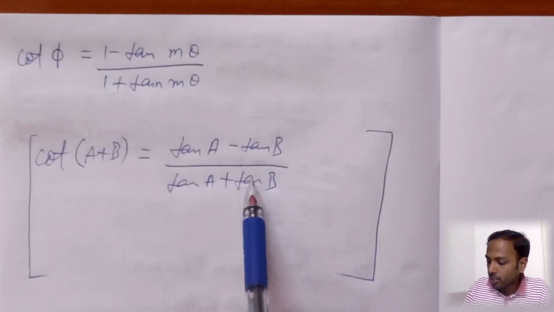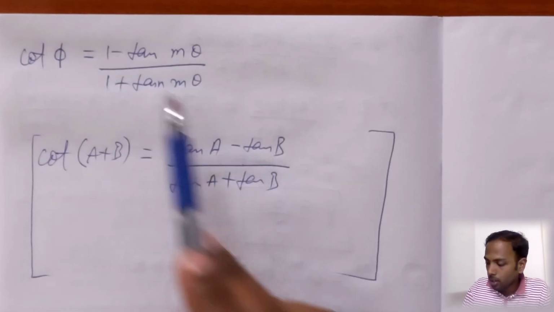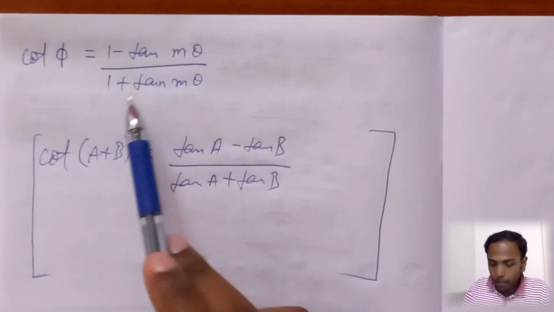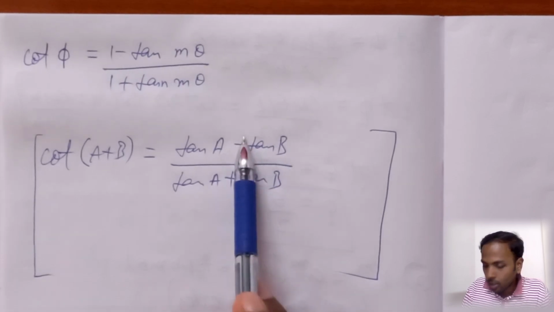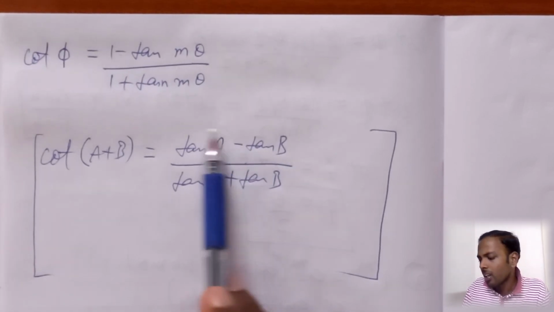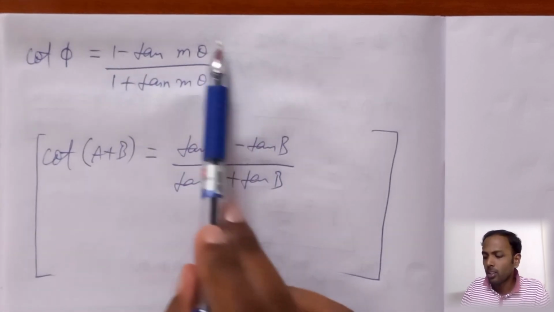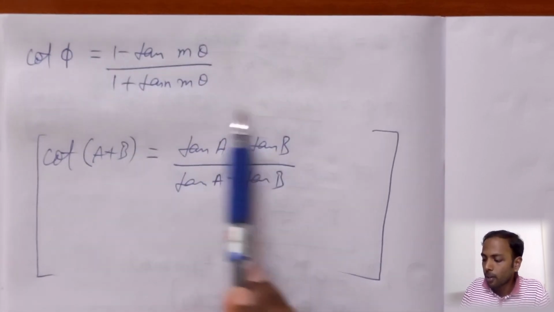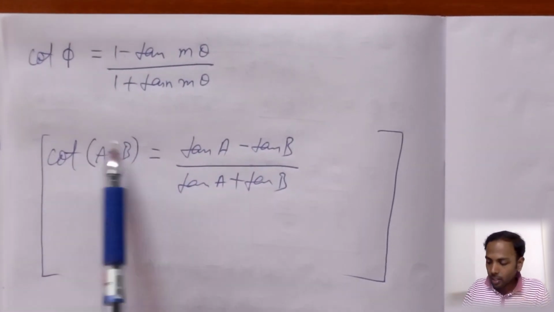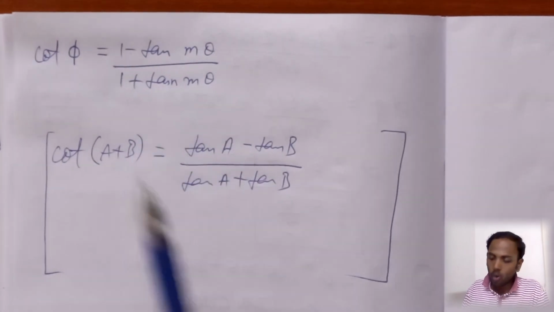There is minus in the numerator and plus in the denominator. Here also, minus in the numerator, plus in the denominator. But in place of tan a, there is 1. That is not a problem, but you get the idea, right? This looks familiar, and you must connect it and be able to relate it with the formula in order to solve this.